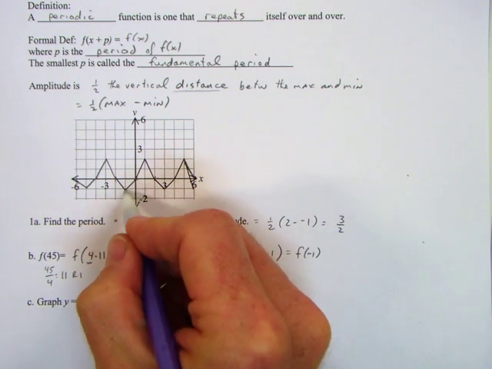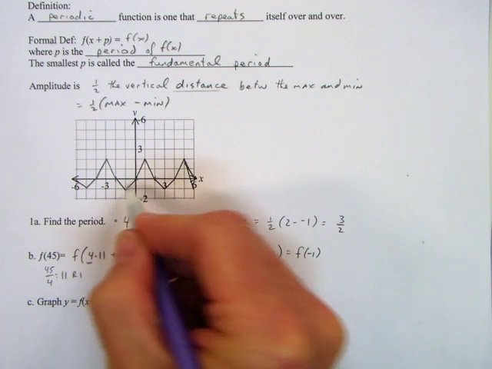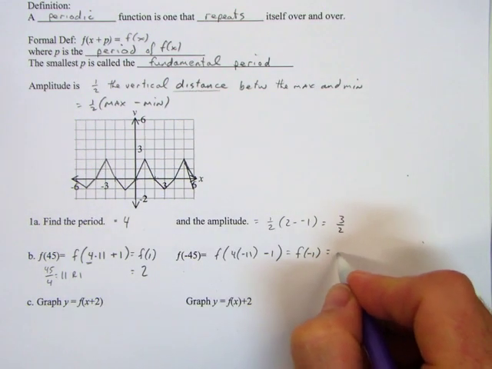And what is f of negative 1? We'd go look at our graph. Well, that one is negative 1.